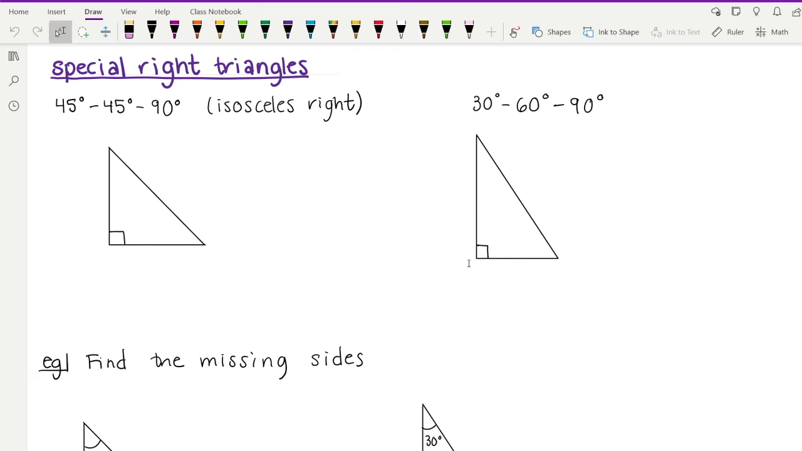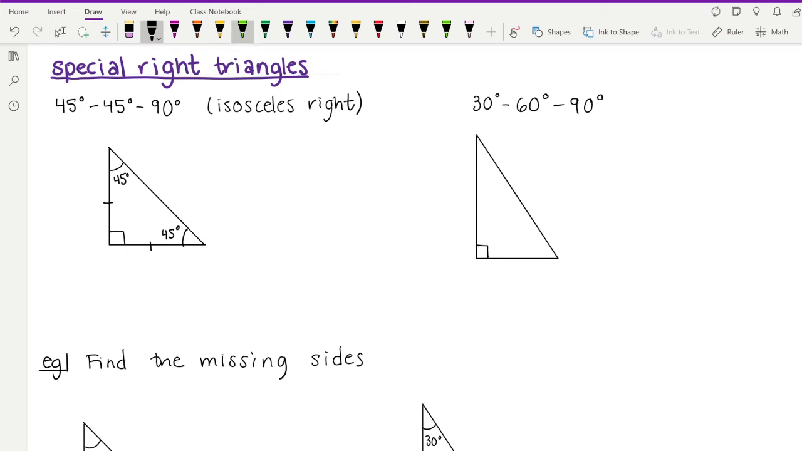Okay, so special right triangles, there's two different types that we're going to be focusing on. One of them is called a 45-45-90 triangle, or sometimes also called an isosceles right triangle. That's a triangle, just like how it sounds, where two of the angles are 45 degrees, and the third angle is 90 degrees. So this is an isosceles triangle, right? Because it has two angles that are the same. It also has two sides that are the same.